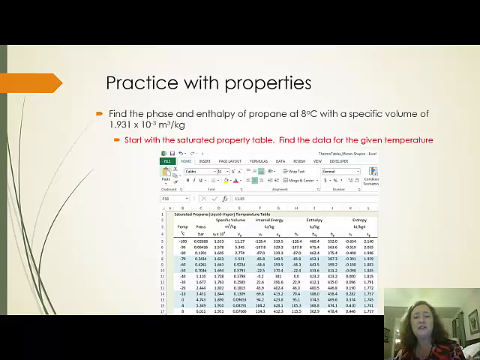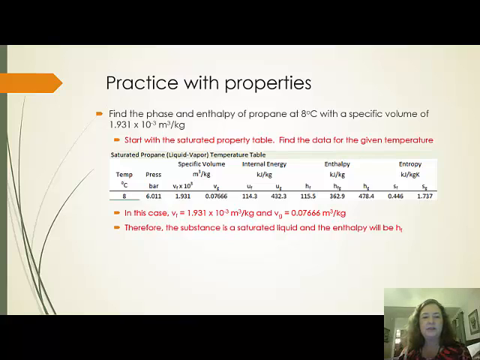So you go to the saturated table and you find the given temperature in this case. So 8 degrees C, it's at the bottom of the excerpt that I've shown right here. Okay, so here's the data for that. Now, what I have is Vf times 10 to the third is 1.931, Vg is 0.07666. Now, the key thing here is, notice the way that that's written.